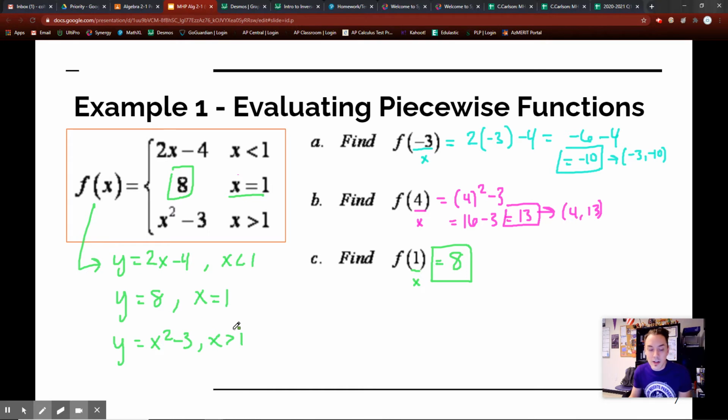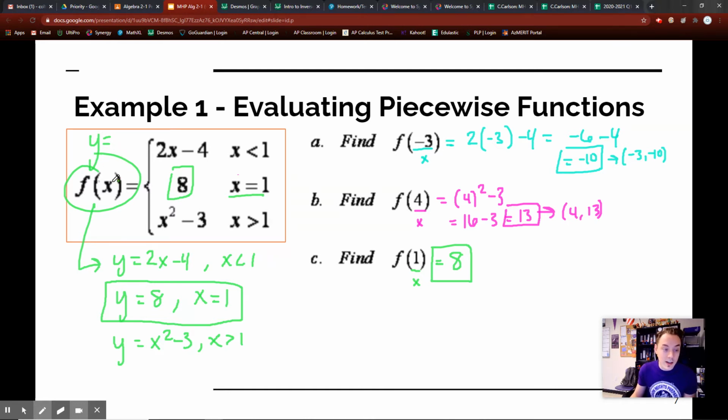X is greater than 1. Now watch. This piece right here, look at it. F of x equals 8. Y equals 8. We know f of x is the same thing as y, correct? We know that's true. I've been saying that all the time. Y equals f of x. F of x is big boy math. Y equals is algebra 1 puny math, okay?